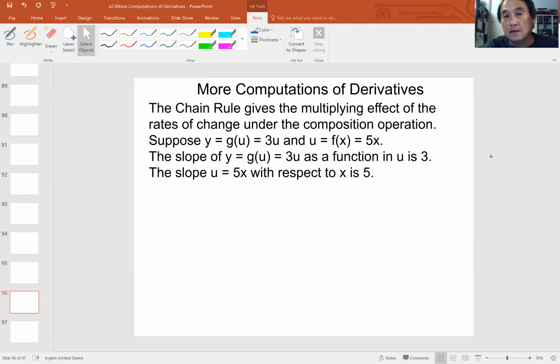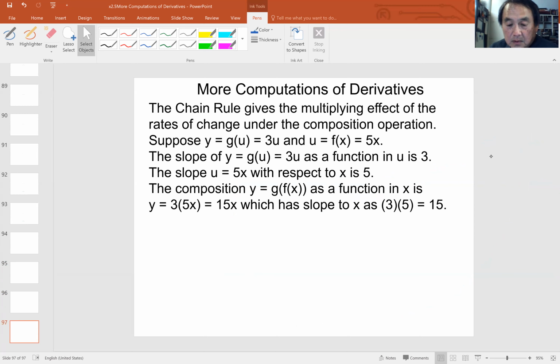You exchange one variable for another variable, and then the effect is the multiplication of the rates. Okay, so in this case, if I use linear functions, then the composition is 3 times 5x, which is 15x. So the slope becomes 3 times 5, 15.